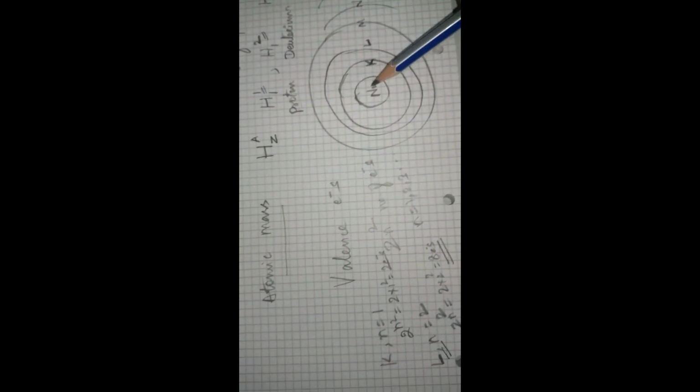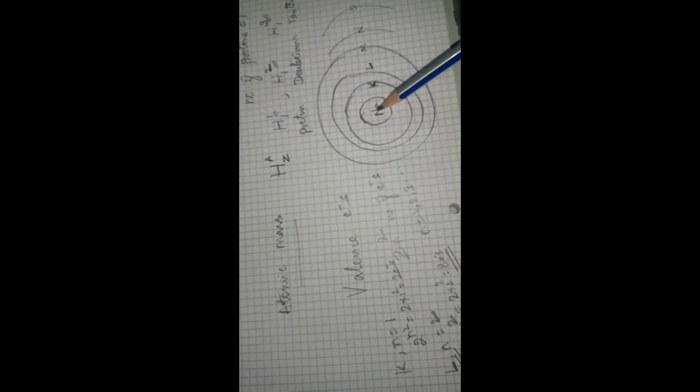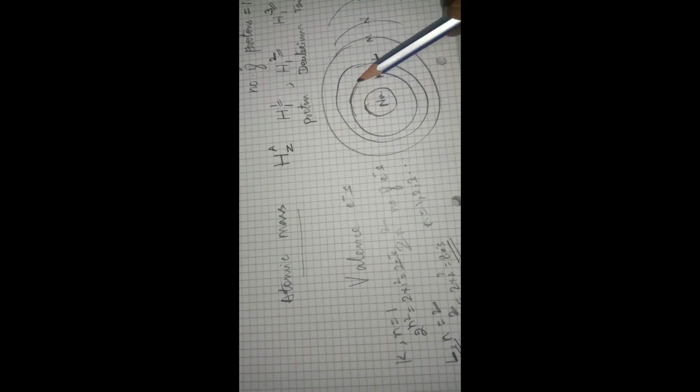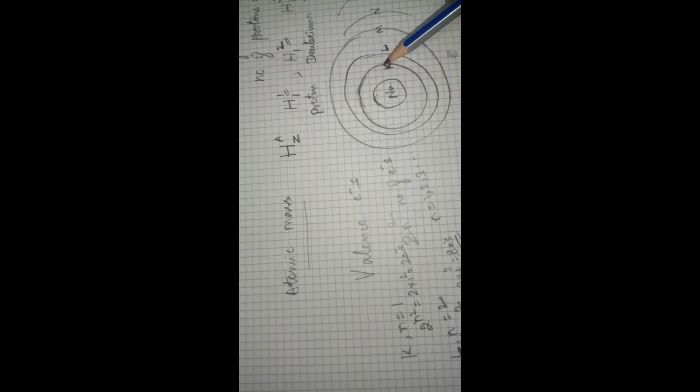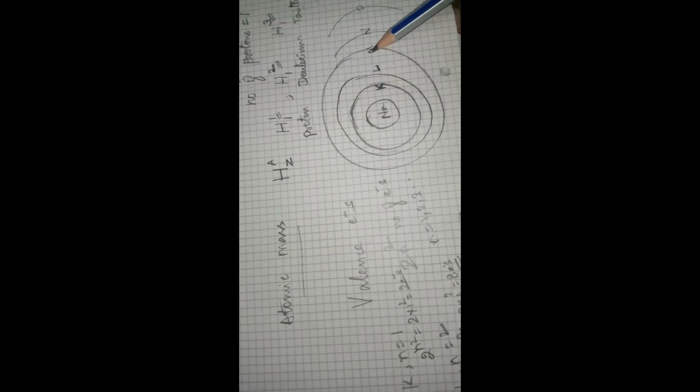Similarly, you take L, the next one, n is equal to 2, so 2n squared is equal to 2 into 2 squared, which is equal to 8. So the L shell can hold a maximum of 8 electrons. Is it clear? So like this, the center nucleus will be present, and the electrons will be revolving around in an orbit, and the orbits are called electronic orbits. These electronic orbits are named K, L, M, N, O.